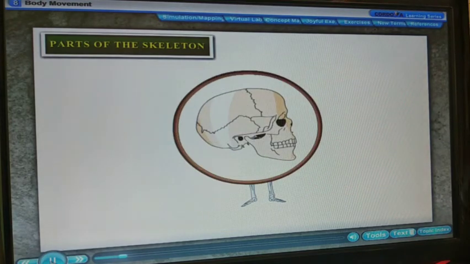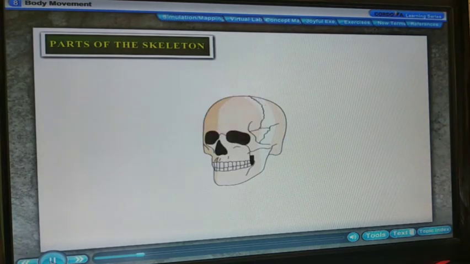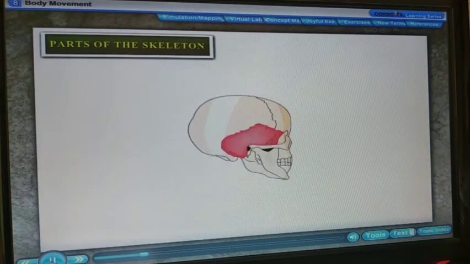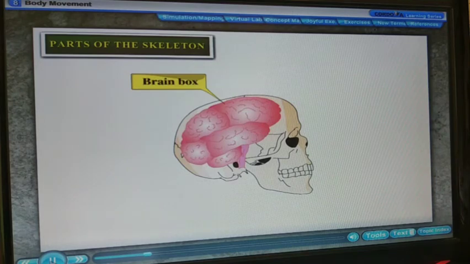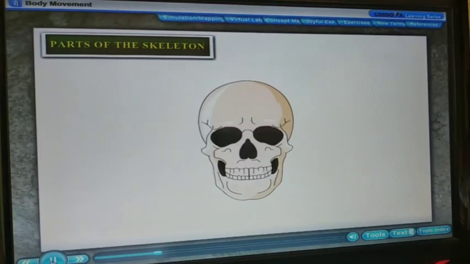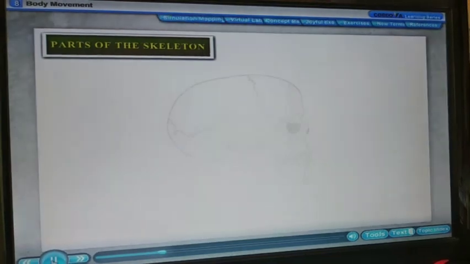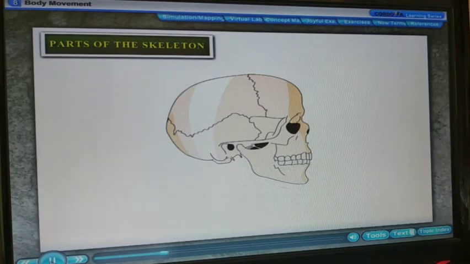The skull. The skull is the bony structure consisting of the brain box and facial bones. The brain box is the upper portion of the skull. It is made up of 8 flat bones joined together. The brain box encloses the delicate brain inside it. It protects the brain from injury and shocks. Our face is made up of 14 bones. The lower jaw is the only bone in the skull which is movable. It enables us to chew our food and speak.